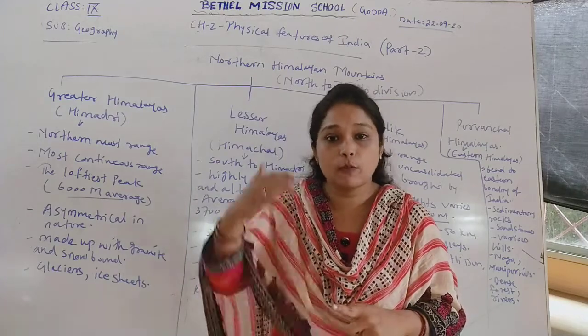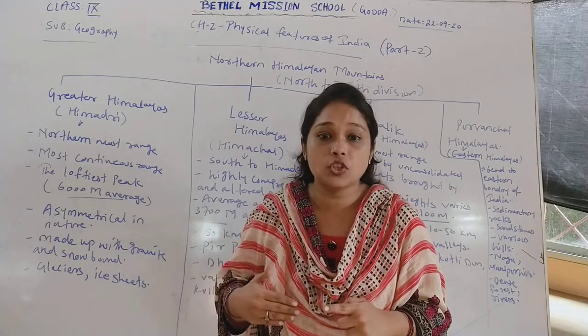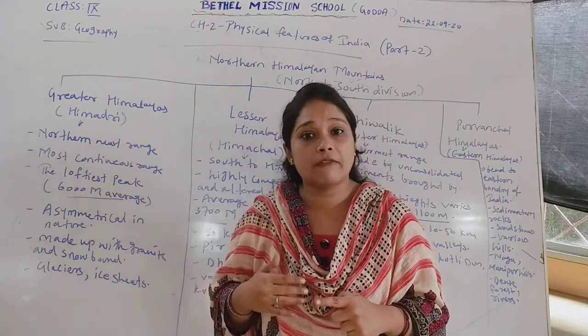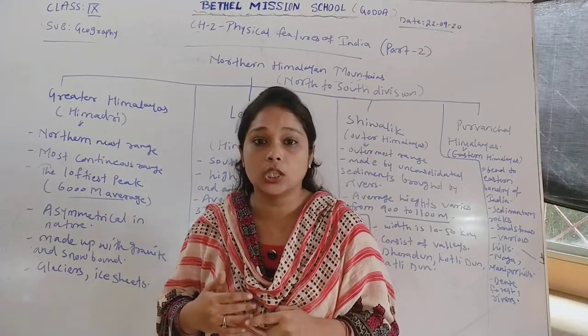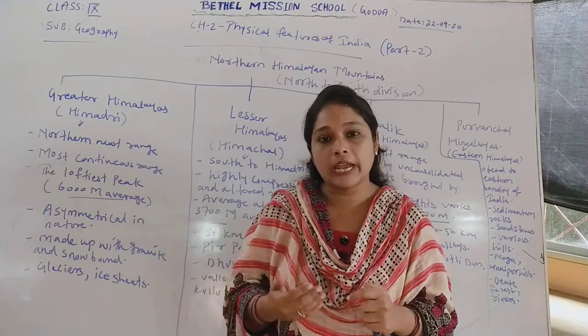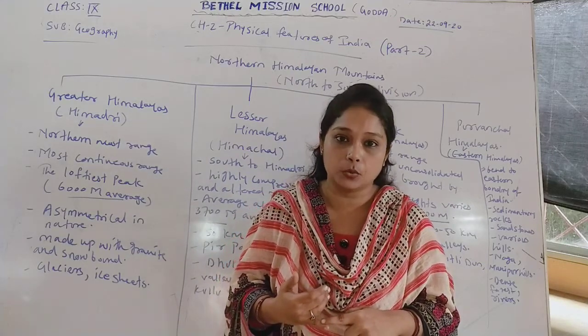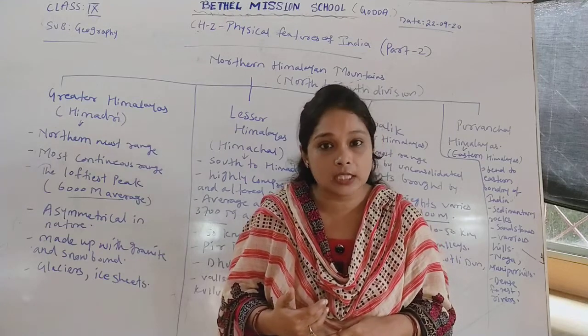Those 6 major physical divisions of India are, from north to south: when we divide India into different physical features, in the northern part we have the northern Himalayan mountains and the northern Indian plains. Then, when we come towards the southern side, we have the central highlands, which are also called plateaus or the Deccan plateau. Then we have the great Indian desert.